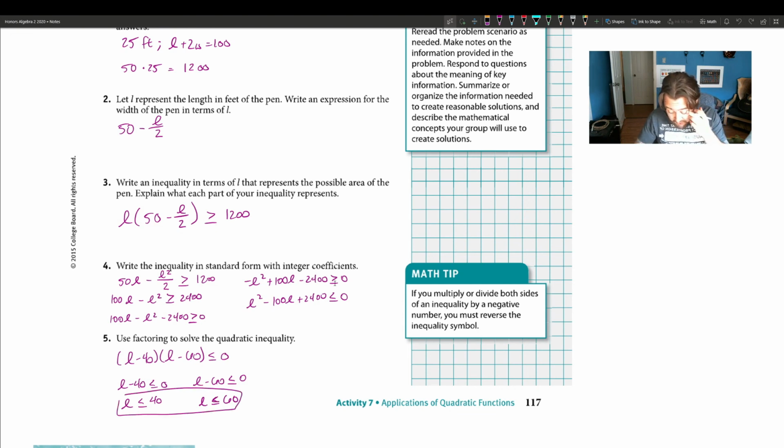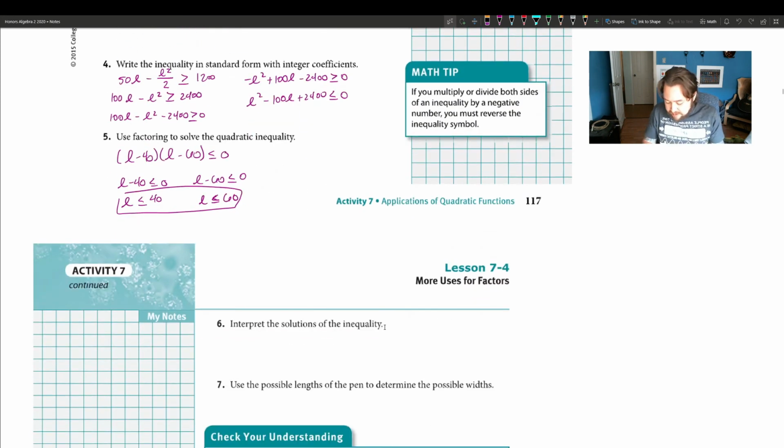All right, so we need to interpret the solutions of the inequality. That's our next task. The length must be at least 40, and the width must be no more than 60. So it's between 40 and 60, right?